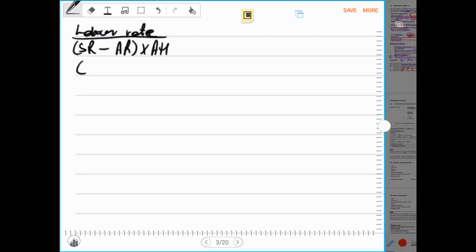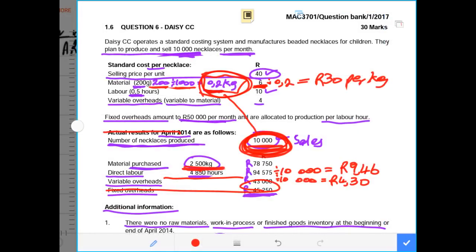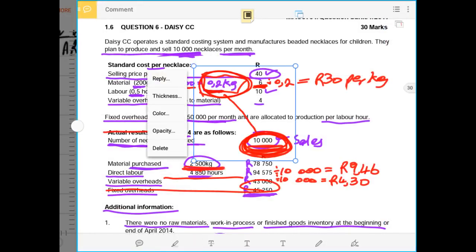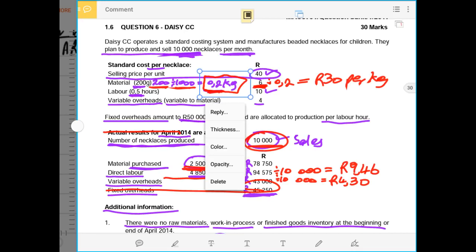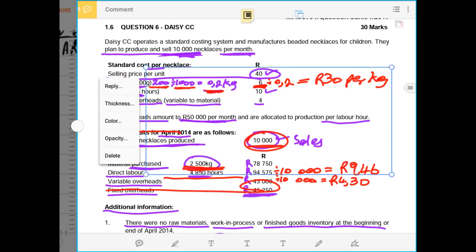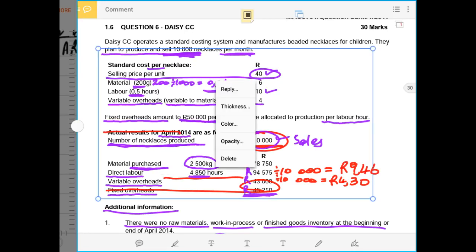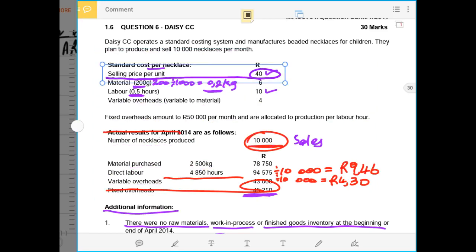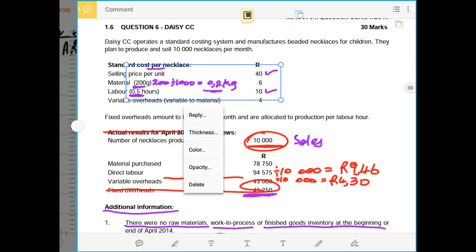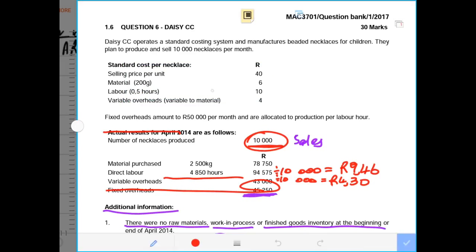Then our standard rate, we need to see how much it costs a company per unit of labor, or how much the company pays to each employee per hour. We already know the cost of labor per unit is 10 rand, but we want it per hour. So now we have to divide per unit by the number of hours, which is 0.5 hours.